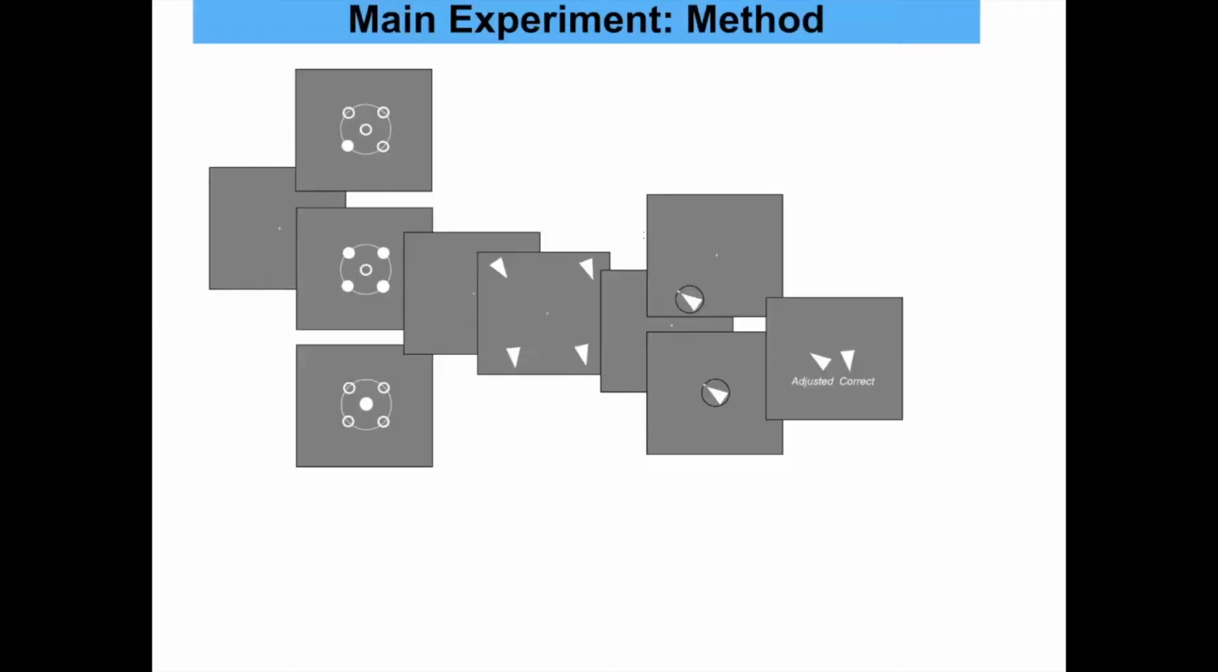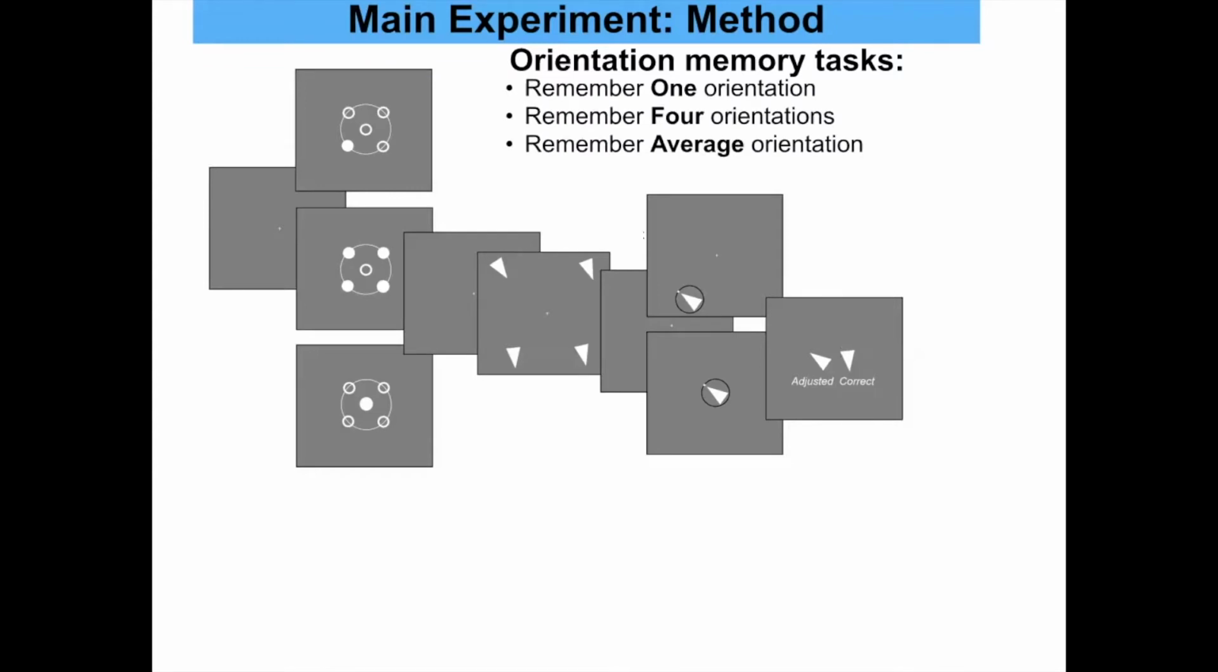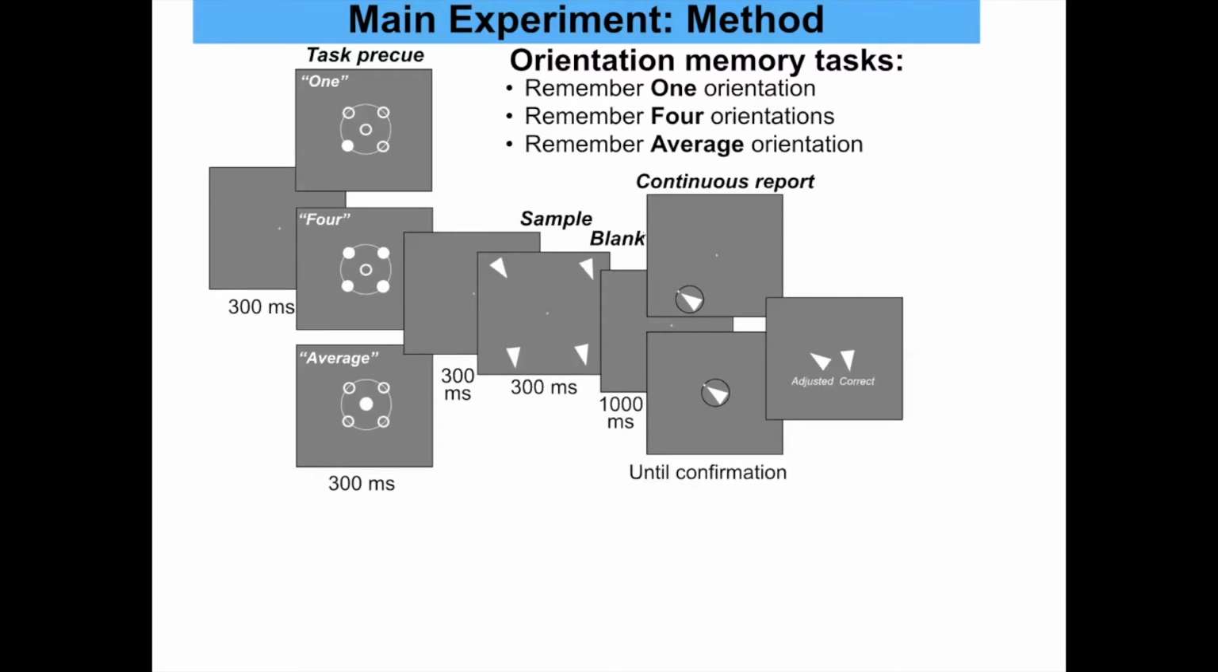In our main experiment, we had participants perform 3 visual working memory tasks in separate blocks. They had to remember 1 orientation, 4 orientations, or the average ensemble orientation of 4 triangles. In a trial, they were first shown a pre-cue for 1 pointing to the particular location, all 4, or the average. Blank, then a sample with 4 triangles, 1 second of retention, and a continuous report screen, individual or the average. Feedback of response correctness at the end.